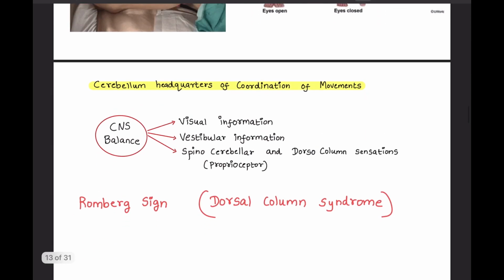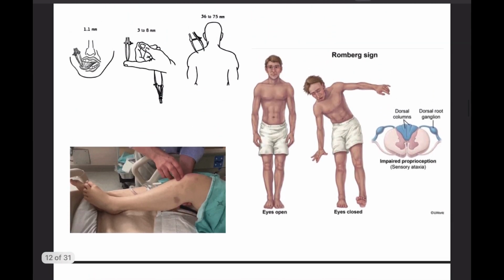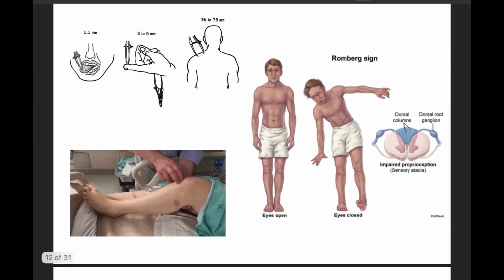In this condition, the patient also presents with the Romberg sign. So what is a Romberg sign? The patient can maintain his balance, the balance of his body and head, with his eyes open. But once he closes his eyes, he may lose his balance and may fall down. This is known as Romberg sign.